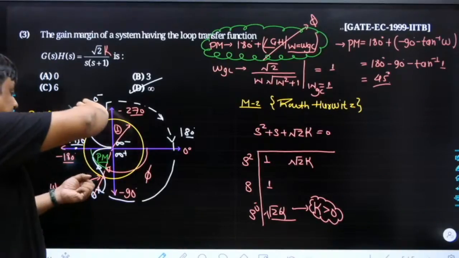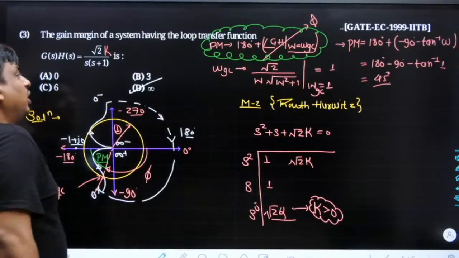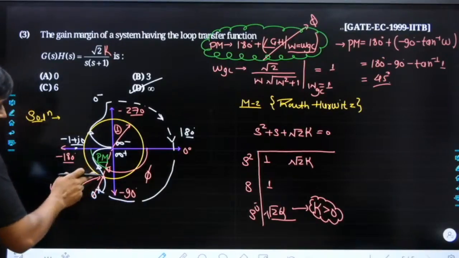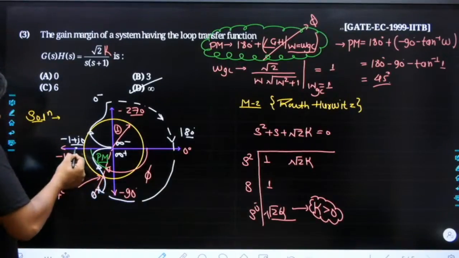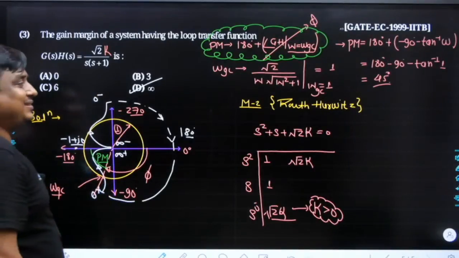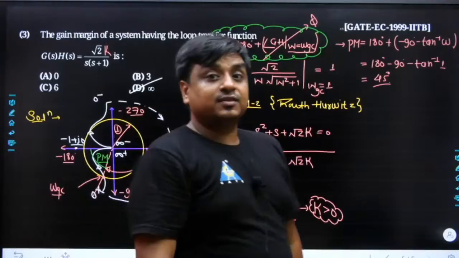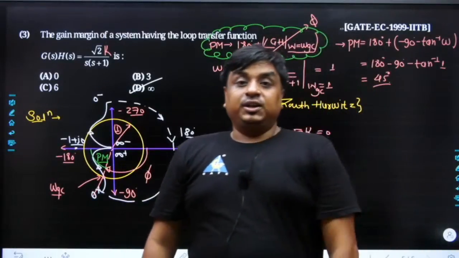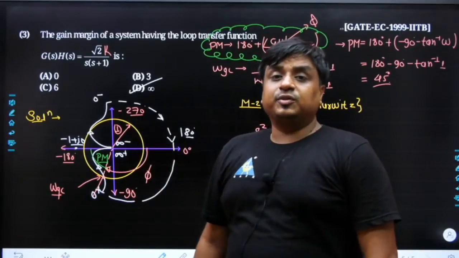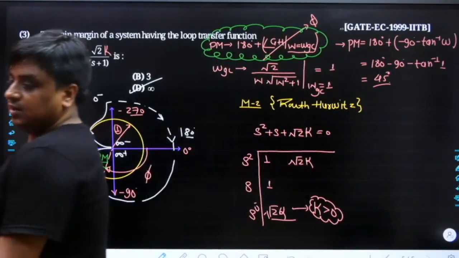That means if you start rotating it in the clockwise direction, or start putting phase lag into the system, after 45 degree this point comes to this point, and once you go beyond this, the -1 plus j0 would be encircled and the system would become unstable. So in terms of phase margin, for the first system the phase margin is infinity, and the gain margin is also infinity.